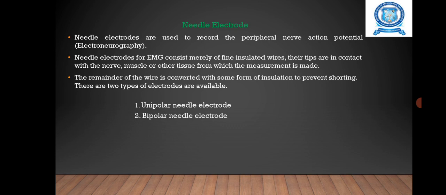There are two types of needle electrodes. The first one is the unipolar electrode. A single wire inside the needle serves as a unipolar electrode. The next one is the bipolar electrode. If two wires are placed inside the needle, the measurement is called bipolar, and it provides a very localized measurement between the two wire tips.